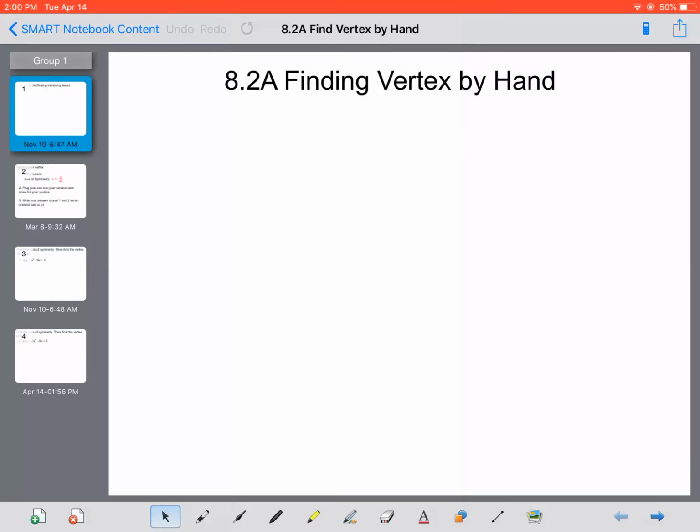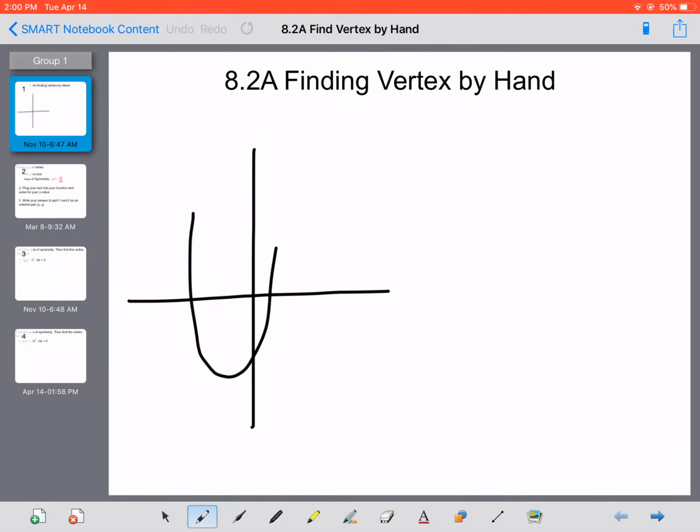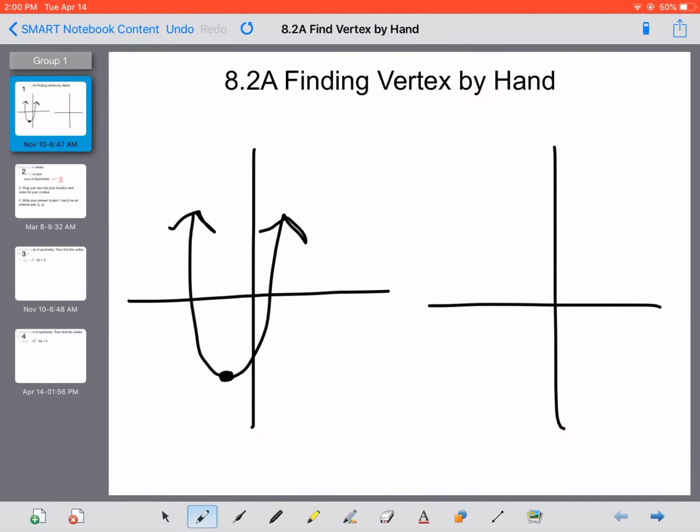Hello, so today we're going to talk about finding our vertex of a quadratic by hand. We have learned from last week that we can identify where the vertex is on the graph. Just as a reminder, if I gave you this graph right here, our vertex is the point at which the graph starts to change. So in this case, it's that point right there. If it was a graph that was opening down, then we would have a vertex right here.